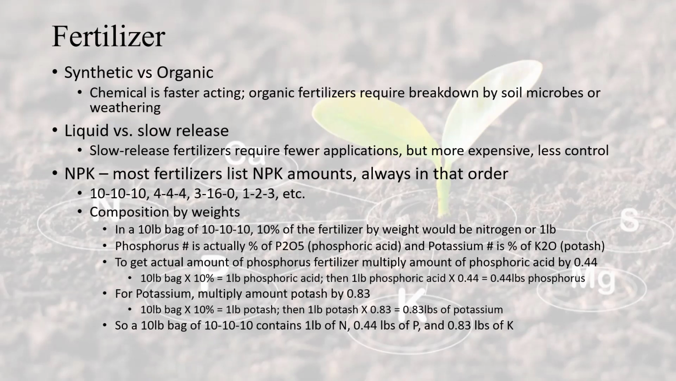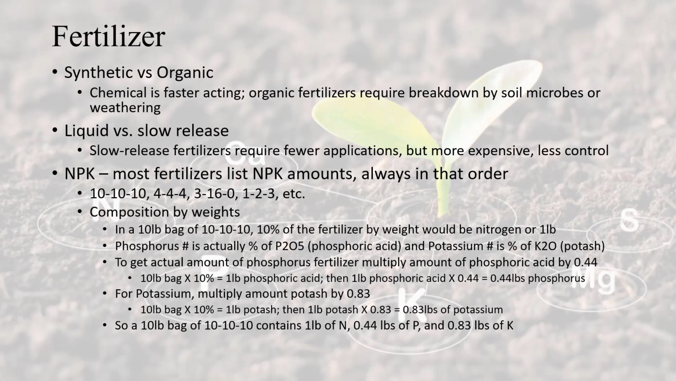Now, last thing I want to talk about is fertilizer. There are a lot of different fertilizer options available, and I'm not going to go too in depth with this because we'll talk a little bit more about this when we do our lab on fertilizer. But in general, you have your synthetic or chemical fertilizers versus your organic. Your chemical or synthetic fertilizers are often faster acting and a little more targeted, whereas your organic fertilizers are going to require breakdown by soil microbes or weathering, and maybe they're a little bit less targeted than your chemical ones.